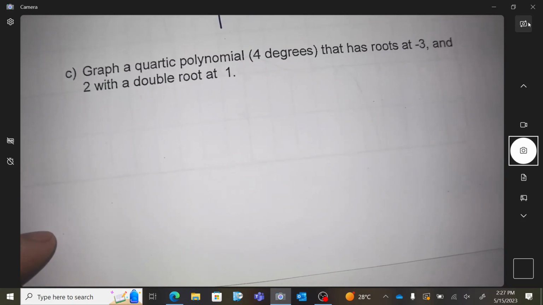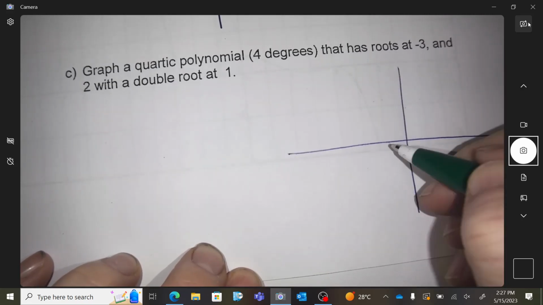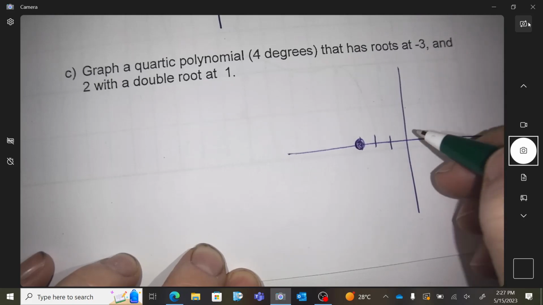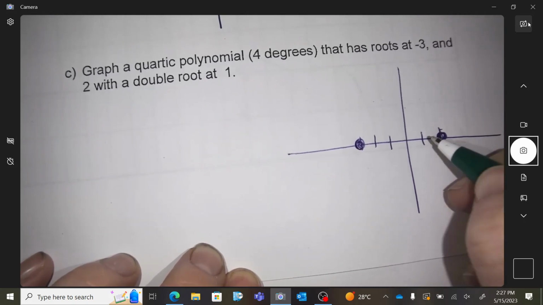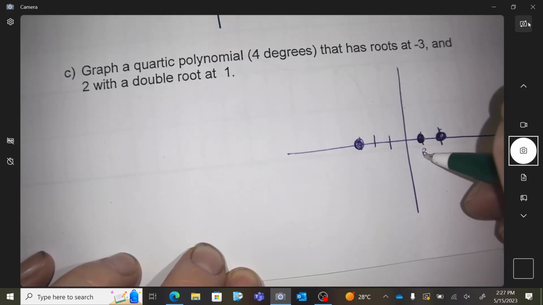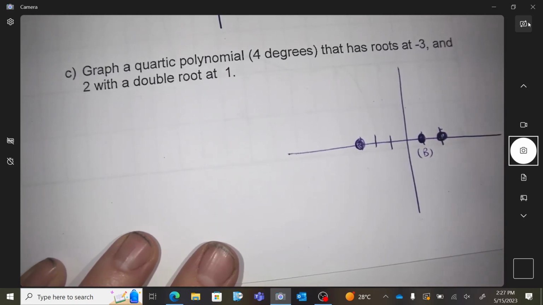Okay, the last one says graph a quartic. So a quartic means 4 that has roots at -3 and 2, and it has a double root at 1. So it would bounce. A double root means bounce. Bounce. The squared thing?